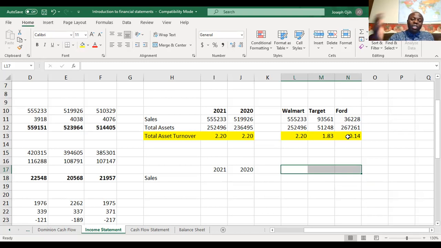Now remember, this can change. Ford might do some project that might cause their total asset turnover ratio to go up. At that time, Ford will now become a good investment. Then you buy it. Okay.